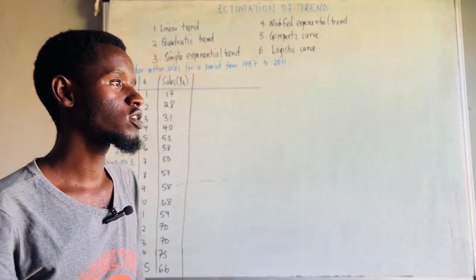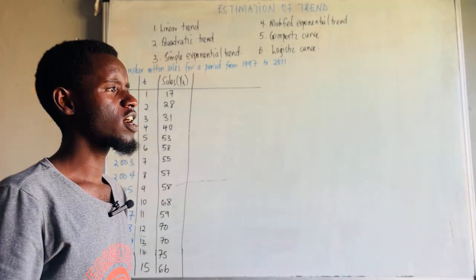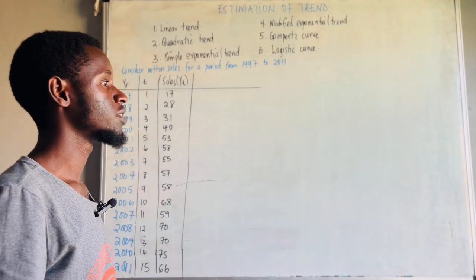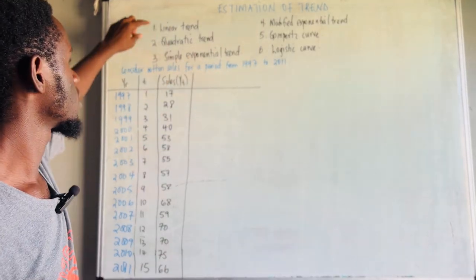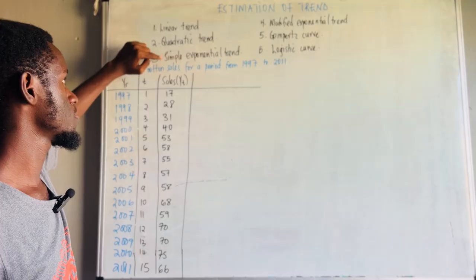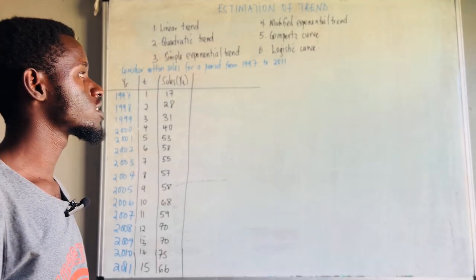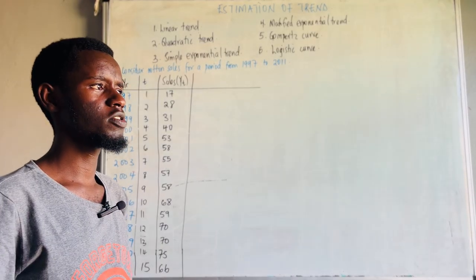Today, members, we're going to go through our estimation of a trend. As we know, time series data. Now, we want to see how we estimate a trend. Yes, members, today we're going to see how we estimate a trend using the linear trend, the quadratic trend, simple exponential trend, modified exponential trend, and Gompertz curve. Likewise, the logistic curve.